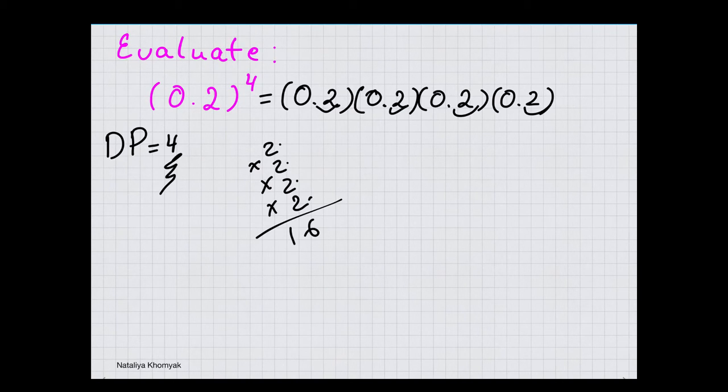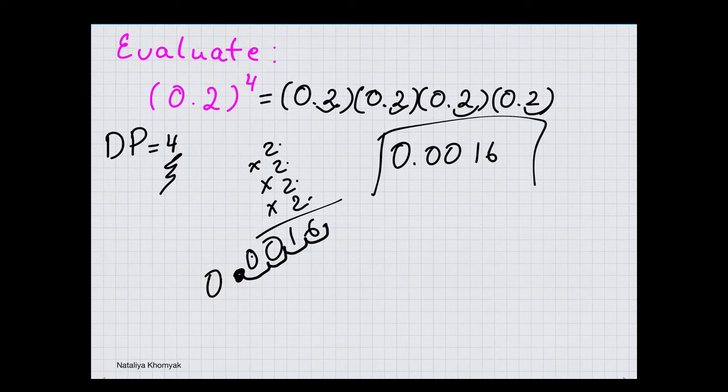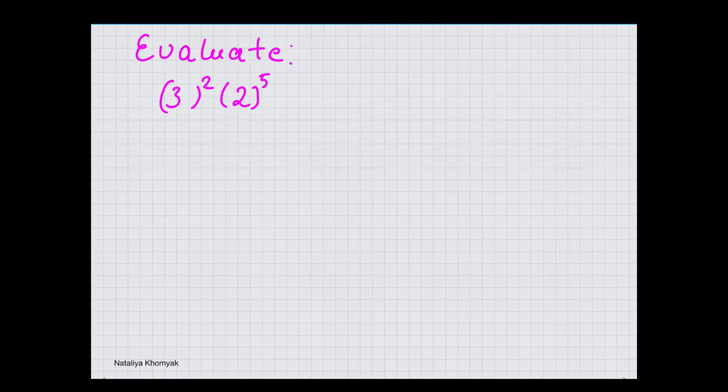Now we have 4 decimal places to give back. So 1, 2, 3, 4. Fill in empty spots with zeros. 0.0016 is our answer.